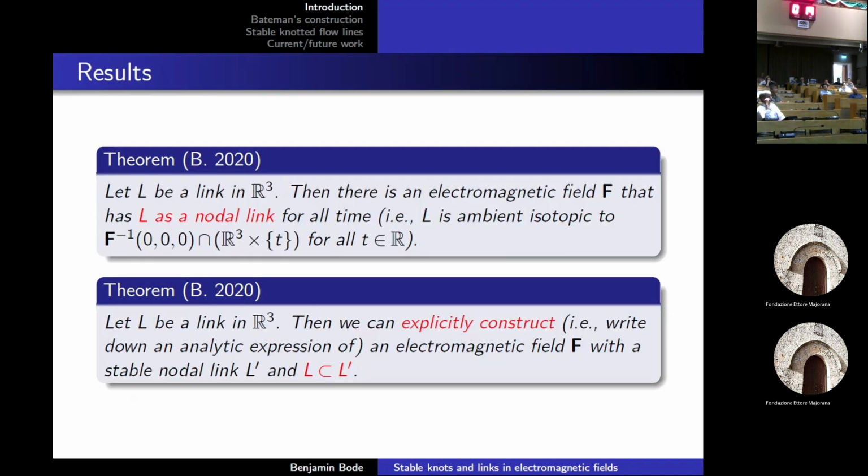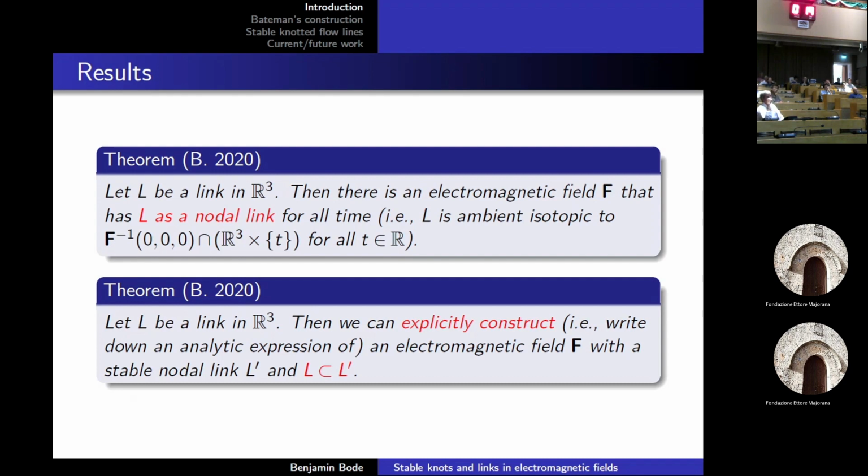I also have some results about nodal knots, but it's not really the topic of this talk, but I just want to mention them. So you can also show that you can realize any link type as a stable nodal link. So you have an electromagnetic field such that when you look at the vanishing set, the zero set at any fixed moment in time, you get the link that you started with.